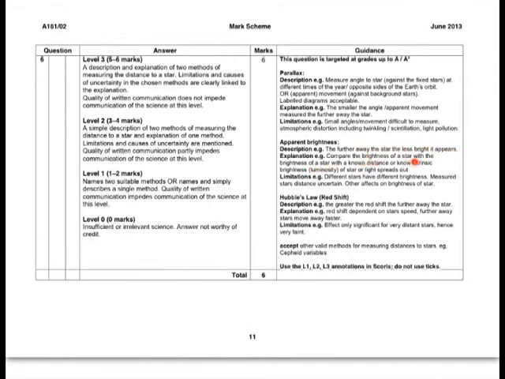Brightness method, so the further away the star is, the less bright it is. You need to compare the brightness of a star with the brightness of a star that you know the distance to. But the problem is that different stars have got different brightnesses. Okay, the measurements are uncertain.